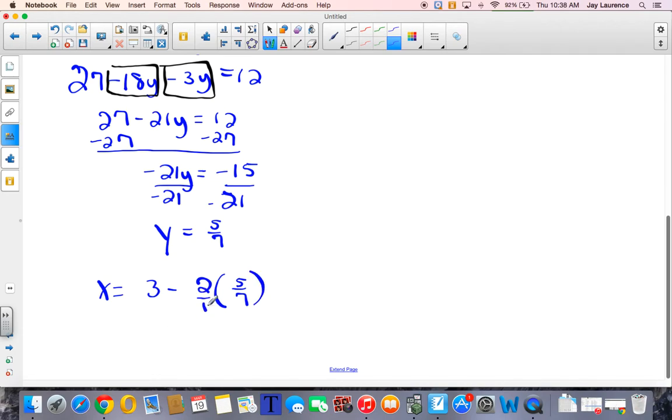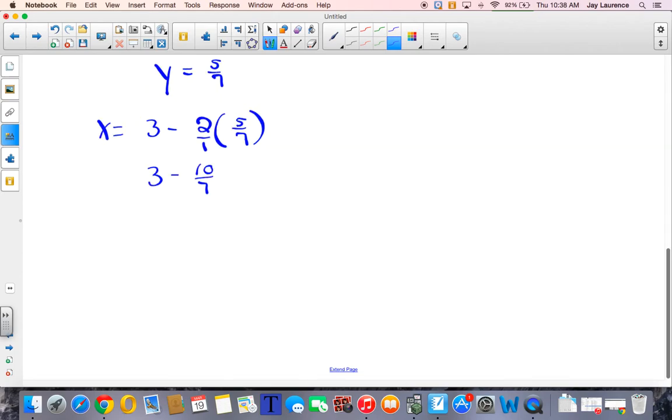Okay, now I know that that'll be 3 minus 10/7, and I know that's the same as 3 minus 1 3/7. So when I do that, I'm going to end up with 1 4/7, right? Because 1 and 1 make 2, 3/7 and 4/7 make 1, 2 and 1 make 3. I'm back to where I started. So these two lines will cross at 1 4/7 and 5/7, that point.